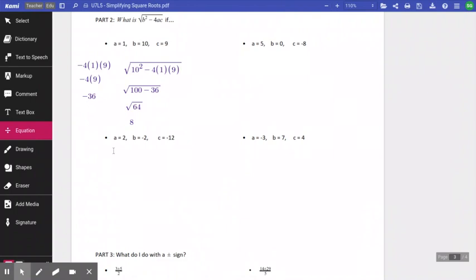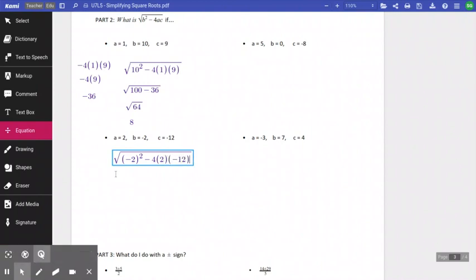All right, so this one here, we've got the square root of b squared. Well, b is negative 2, so I'm going to write (negative 2) squared, using those parentheses just to show that that number is negative. It's negative 2 we're squaring, not just 2. So we've got (negative 2) squared minus 4 times a times c.